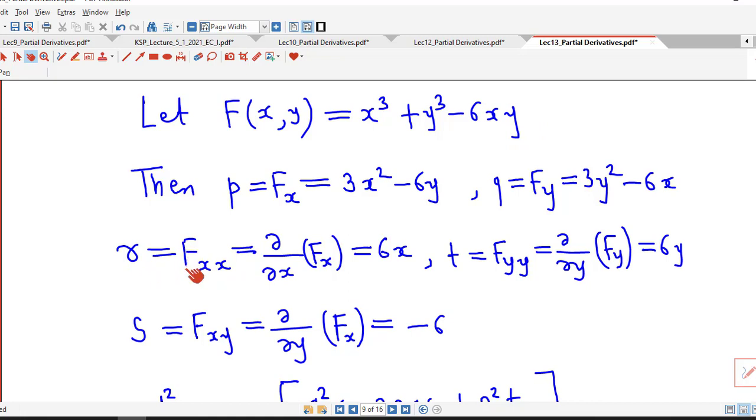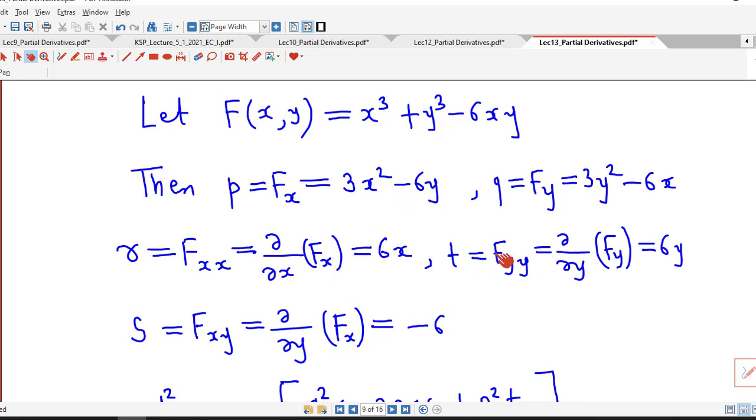r means second order derivative of capital F with respect to x, which is nothing but derivative of 3x square minus 6y with respect to x. So it is 3 into 2x, 6x, minus 0.